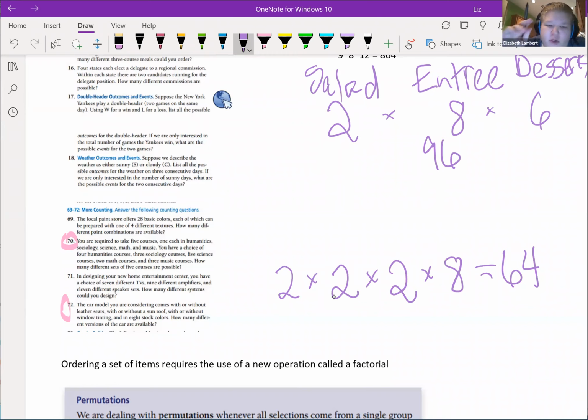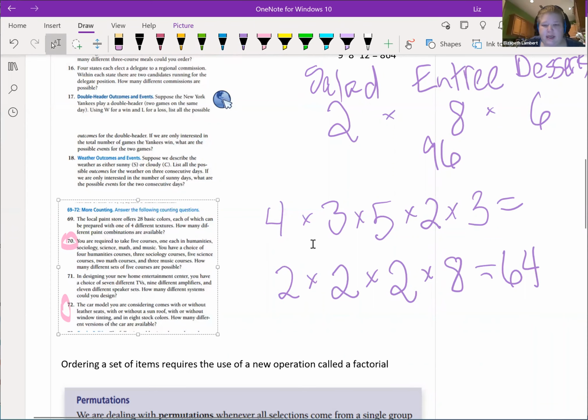And then number 70, you're required to take 5 courses, 1 each in humanities, sociology, science, math, and music. And this is actually fairly accurate. So 4 different humanities, 3 sociology, 5 sciences, only the 2 math courses, and 3 music courses. And so we would literally just multiply that insanity, and I ain't doing that myself.